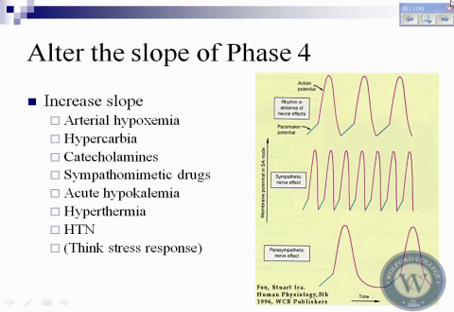Arterial hypoxemia in an adult, hypercarbia, anything that induces stress, such as catecholamine release, sympathomimetic drugs, acute hypokalemia because of hyperventilation, hyperthermia, hypertension. So think of all of it as a stress response.